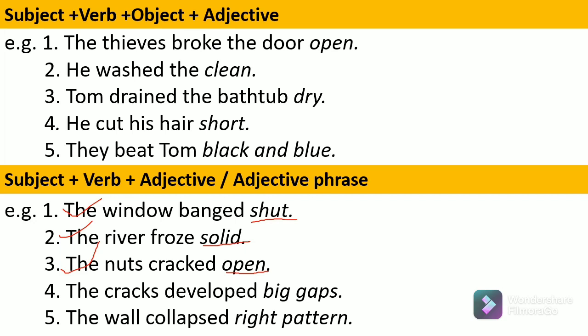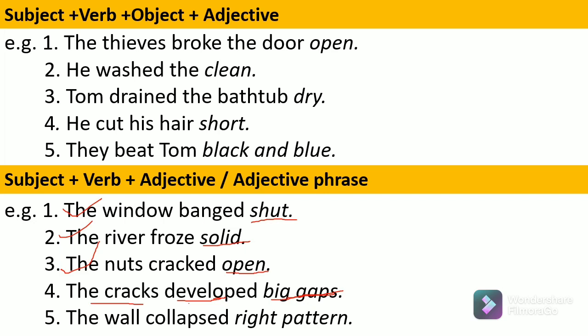Yes, the cracks developed big gaps. Did anyone develop big gaps there in the wall? No, it happened by itself, right? Automatically. So the cracks is the subject, developed is the main verb, and big gaps is what? Big gaps is an adjective phrase. The cracks developed big gaps. Crack is the subject, developed is the verb, and big gaps is the adjective phrase.